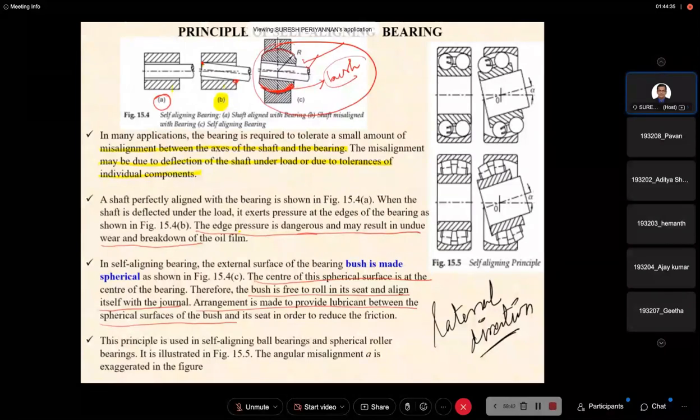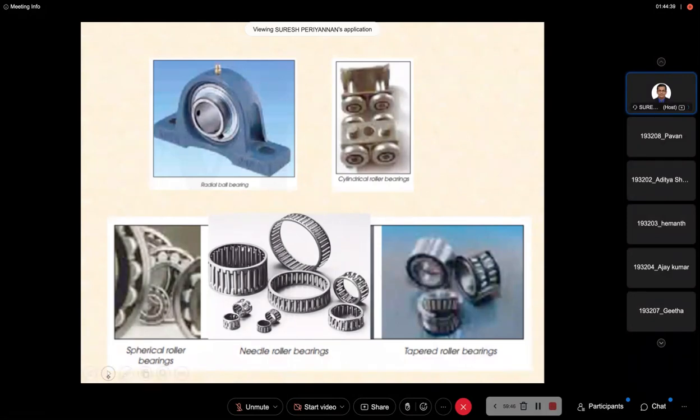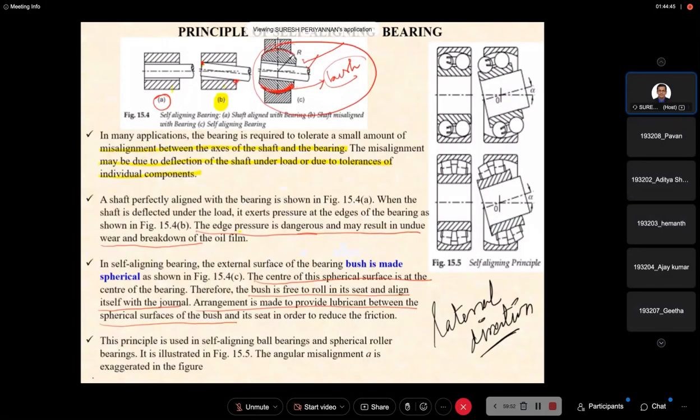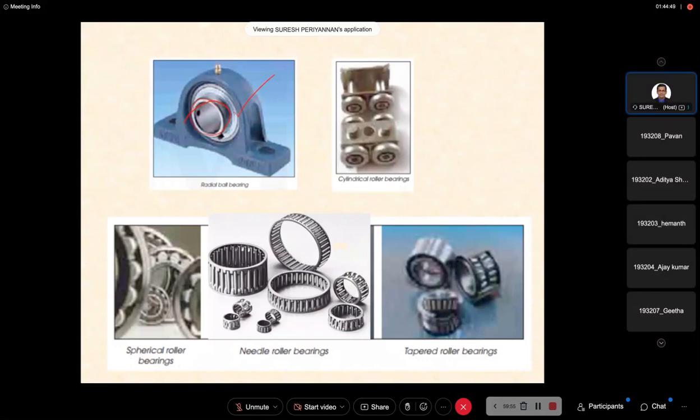I will share a video with you, please go through it. These are the applications. This is the self-aligning bearing, where we use some spherical surface inside.